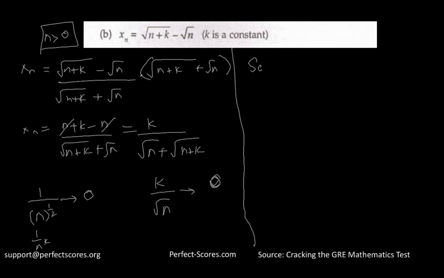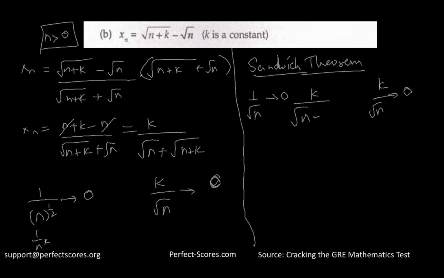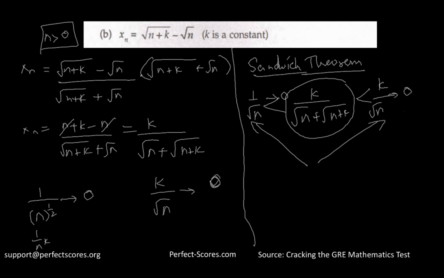Now if I use the sandwich theorem, what does the sandwich theorem state? Well, that makes me want to eat a sandwich now. So what does the sandwich theorem say? It says that if 1 over square root n converges to 0 and k over square root n converges to 0, what about k over square root n plus square root n plus k? This is a value which is between these two values. You can easily verify that k over square root n is going to be greater than k over square root n plus square root n plus k, which is going to be greater than 1 over square root n plus square root n plus k.